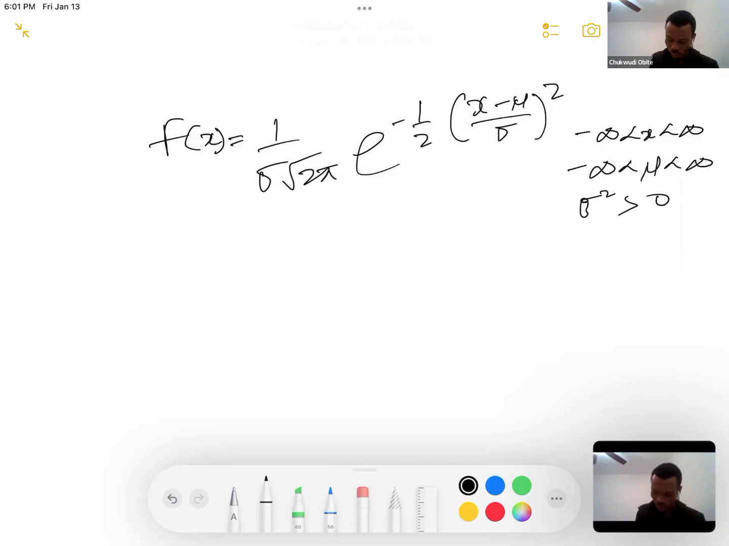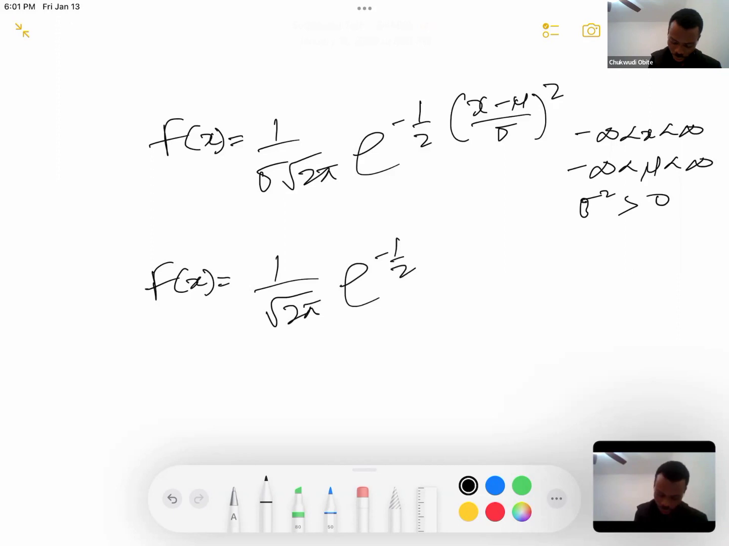For us to solve this, we have to take note of something. We have to take note of the standard normal. The f of x of a standard normal is 1 all over square root of 2 pi e raised to power minus half x squared. So this is the f of x of a standard normal. And for the standard normal, expected value of x is 0, variance of x is 1.